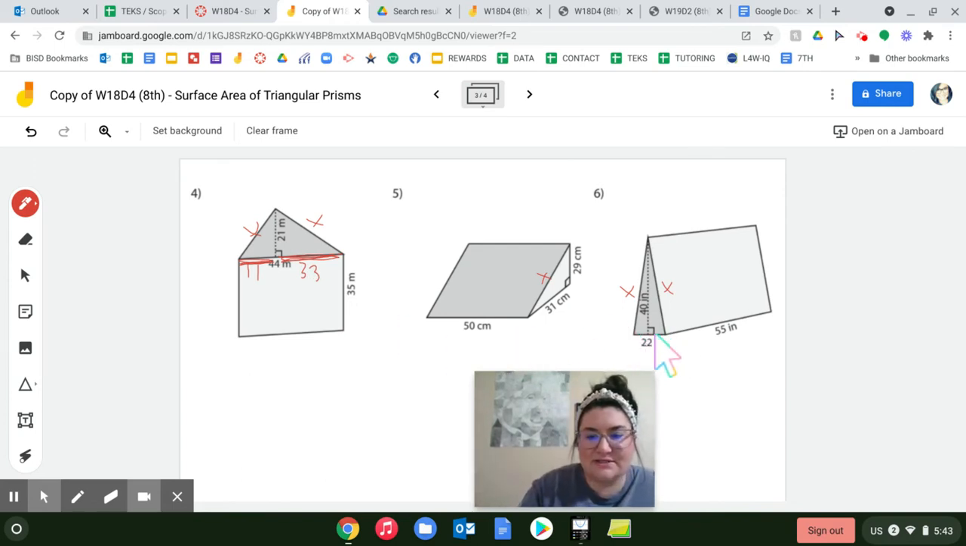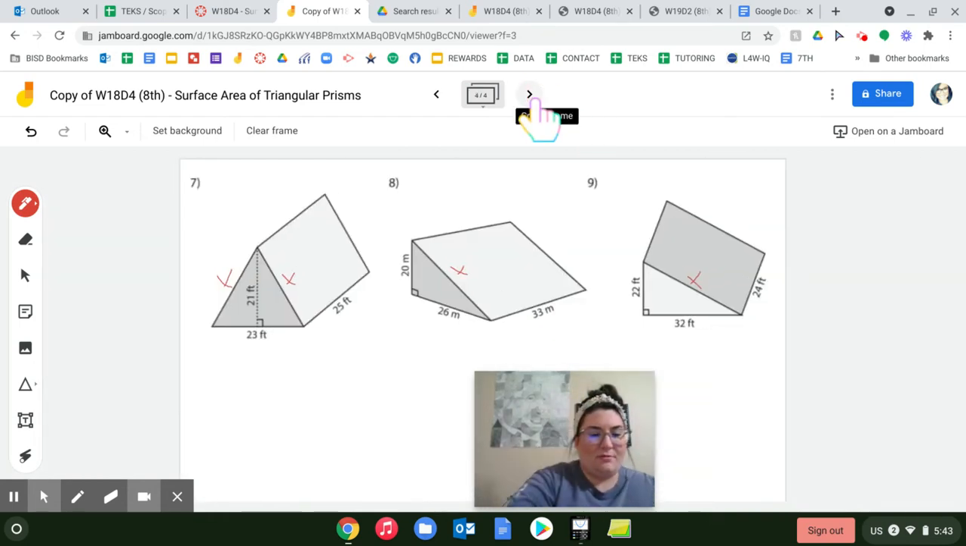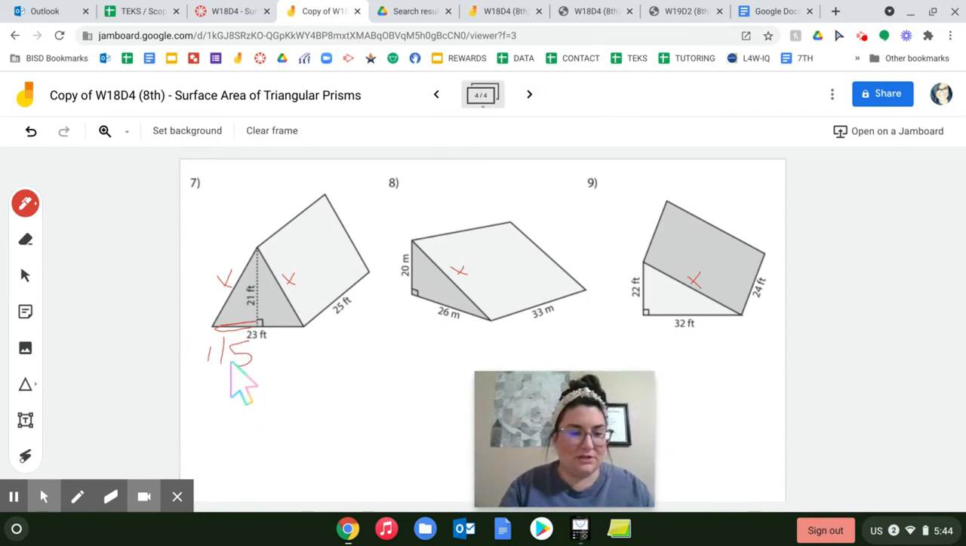On number 6, it looks like it's split evenly in half. So to solve for the triangle, half of this would be 11. For number 7, half of 23 would be 11.5. Make sure we see that decimal in there. And then these are pretty straightforward. You just solve for those.